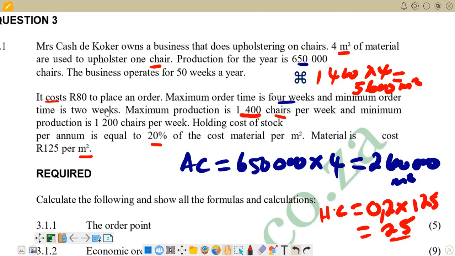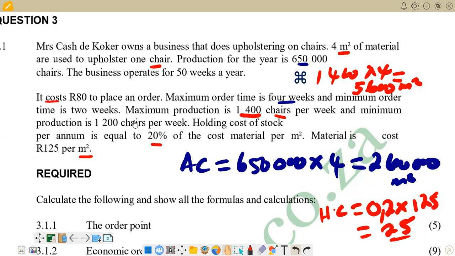Then we have got minimum usage, which is given next. Maximum production is 1,400, so the minimum is given next, which is 1,200. Minimum production is 1,200 chairs per week. So this is going to be our minimum. So basically what we are going to do, you're going to say 1,200.